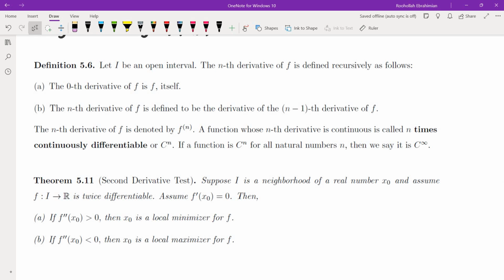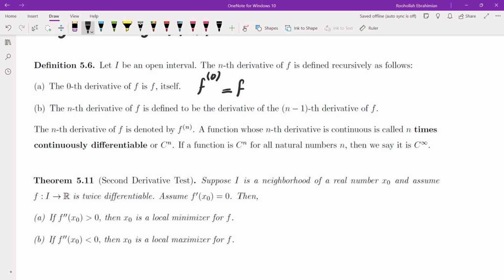Okay, let's look at one more application of the mean value theorem, a very important one. Before I get to that, I need to give the definition of second, third derivatives, and so on. So let I be an open interval. The nth derivative of f is defined recursively as follows. The 0th derivative is defined as just f itself. So if I write down f0, that's just f itself. The first derivative is just the one that we defined using the limit definition. The nth derivative is the derivative of the (n minus 1)st derivative.